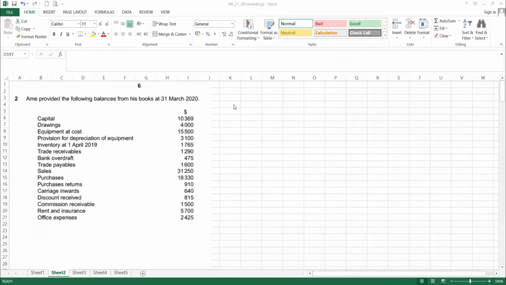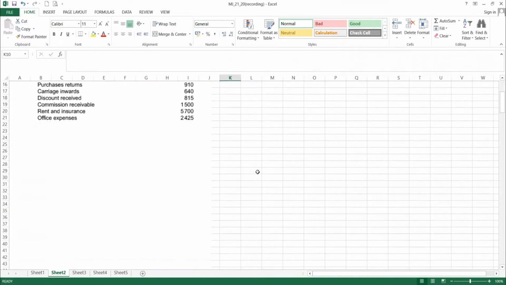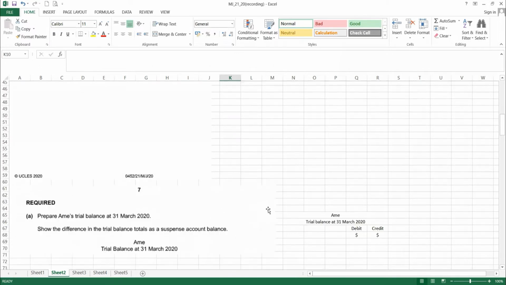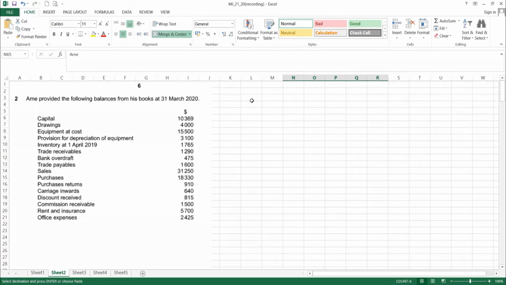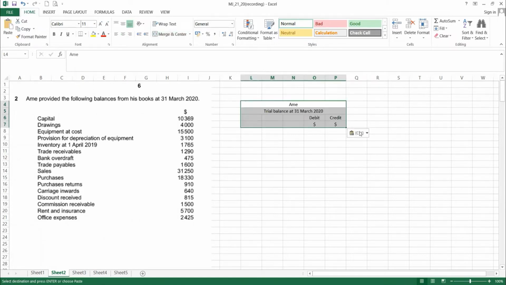Okay, Amy provides the following balances from his book. So this is the list from the question and what they asked to do. They asked to prepare Amy's trial balance at 31st March 2020, and show the difference in the trial balance total. This is related to the correction of error, the moment we see the suspense account. So we prepare the trial balance first. We go through the basic rule before we do the exercise.